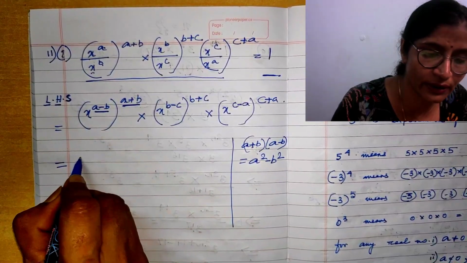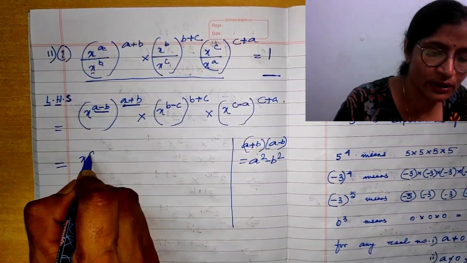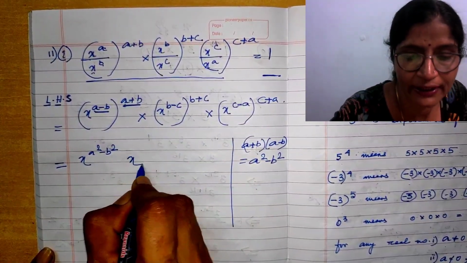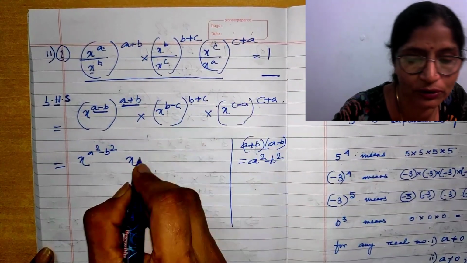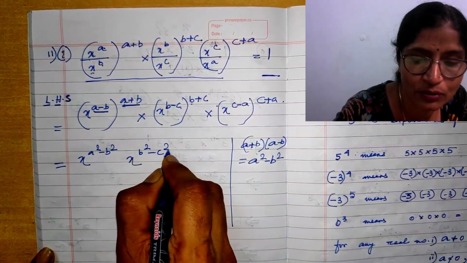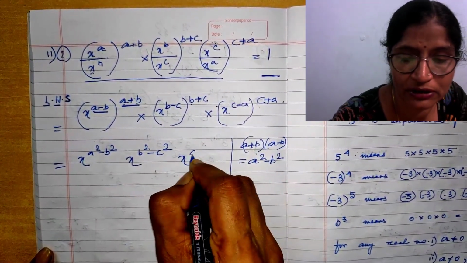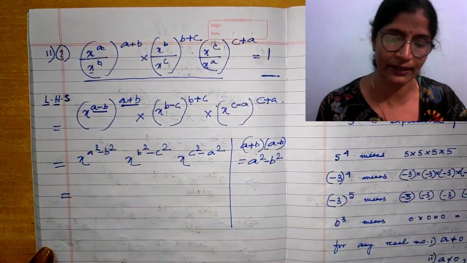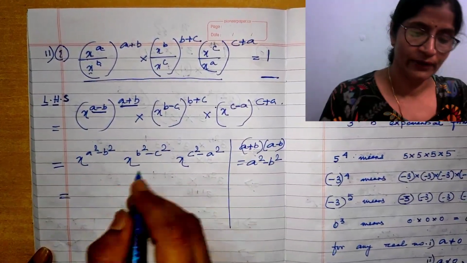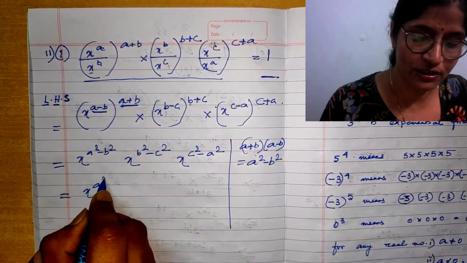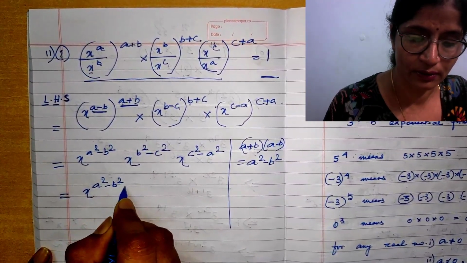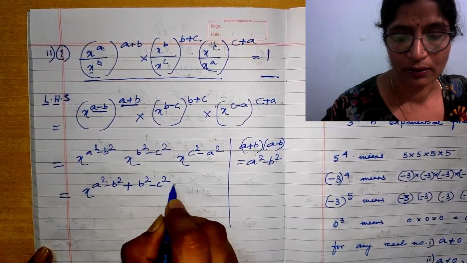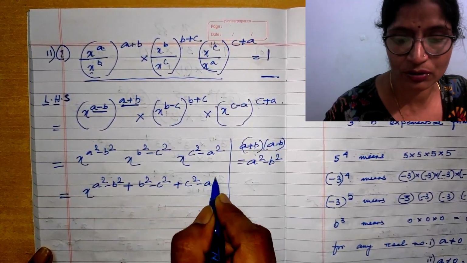So here it is x to the power a square minus b square. And for this part, this is x to the power b minus c into b plus c, so it is b square minus c square. And then x to the power c square minus a square. Now the bases are the same, so powers will be added because it is multiplication. So x to the power a square minus b square plus b square minus c square plus c square minus a square.